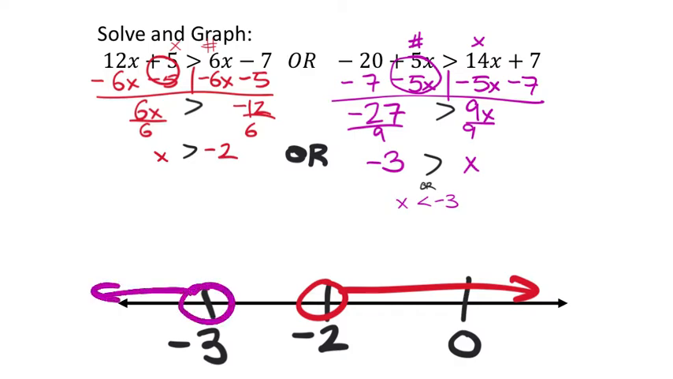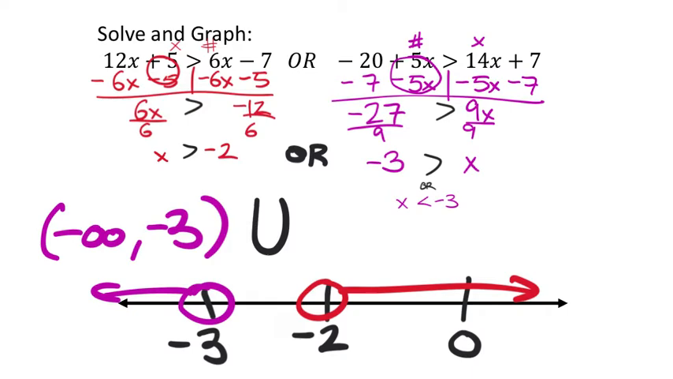Okay, so there's my graph. And now I'm ready for the interval. So as far to the left as this purple line goes, that's negative infinity. It stops at negative 3, which is not included. So I have open parentheses there, close parentheses, that's better.